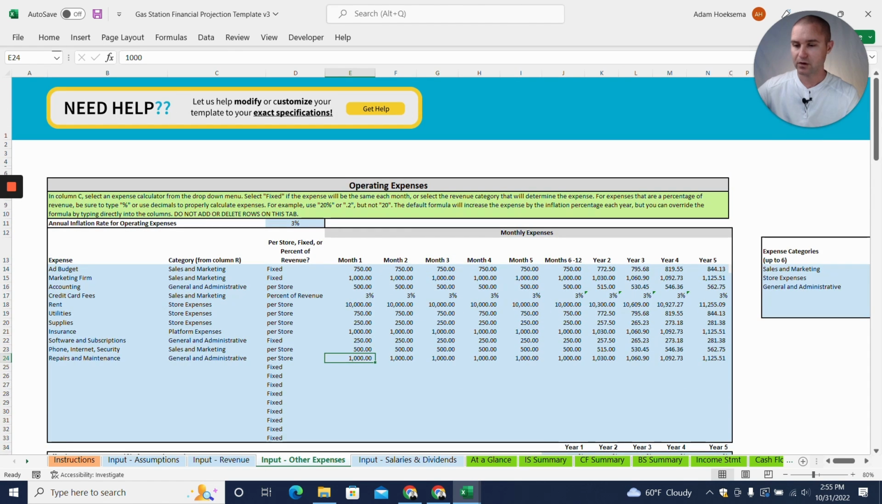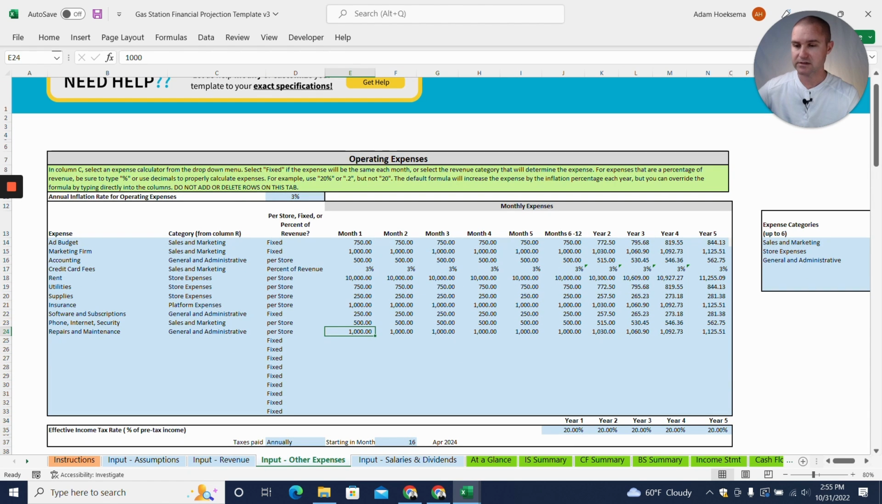All right, now jumping over to our input operating expenses, what you'll be able to do here is enter in expenses as a fixed dollar amount. So we could say our ad budget is $750 a month, or a per store amount. So for accounting, let's say we think it's going to cost us $500 a month to do the accounting for each store. And so as each store is added into the model, this model will automatically add $500 worth of accounting expense to your expenses.